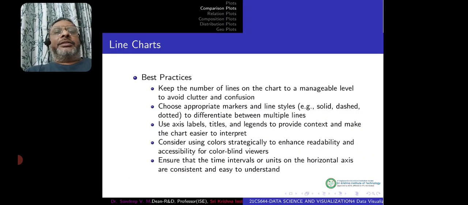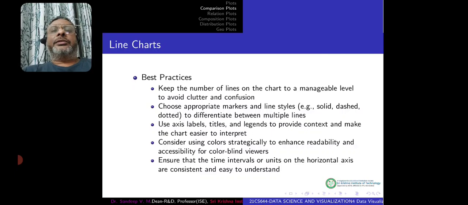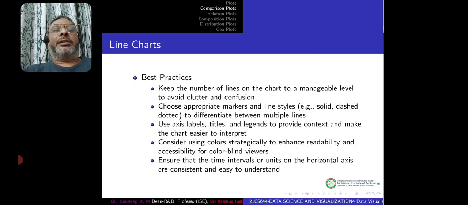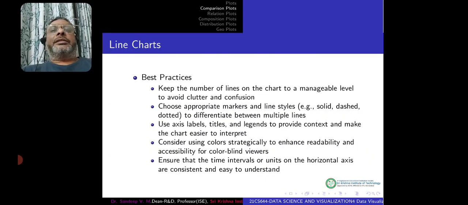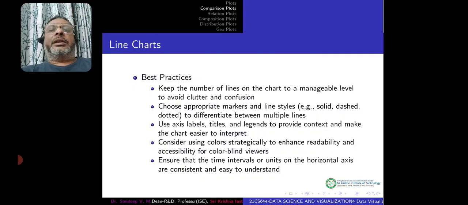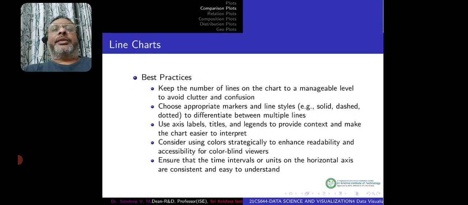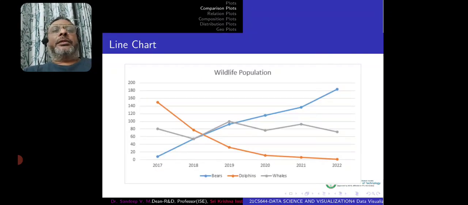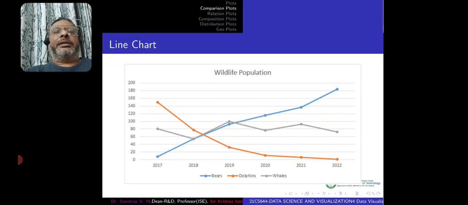So we must ensure that the time intervals or the units on the horizontal axis are consistent and easy to understand. That means if we are plotting multiple line plots, make sure that for every line plot the horizontal axis intervals or units are consistent so that it can be easy for comparing. So there's one example here.